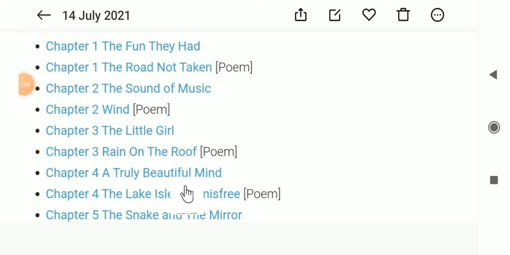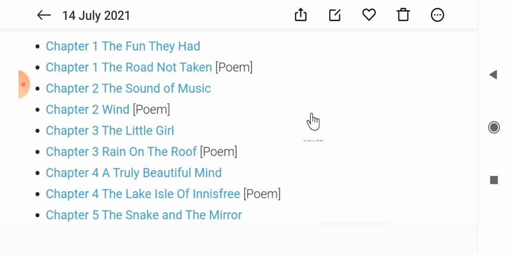Okay, and based on this chapter we have one poem, The Lake Isle of Innisfree. So it is a poem based on a truly beautiful mind. Then comes chapter number 5, The Snake and the Mirror.